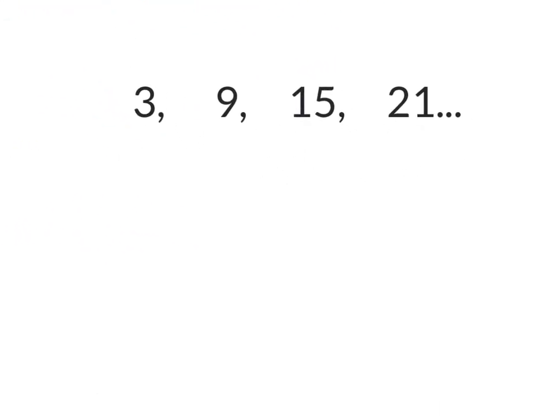Moving on to this next question. Exactly the same thing. What's it going up in? So to go from 3 to 9, 9 to 15, 15 to 21, I just add 6 each time. So that means my nth term starts off with 6n.